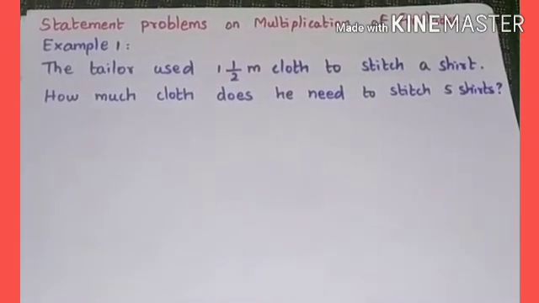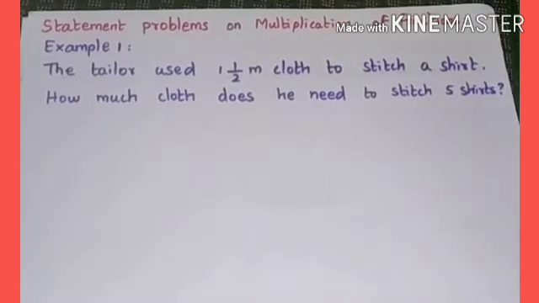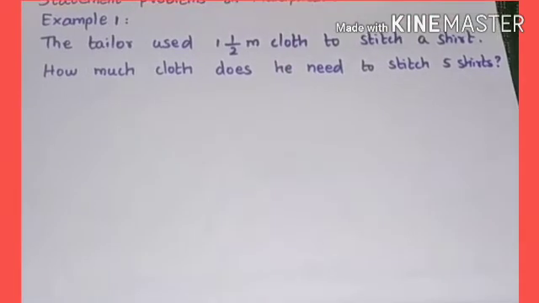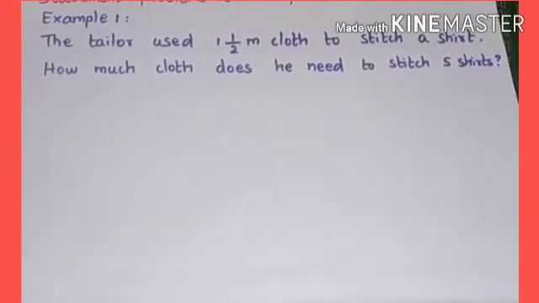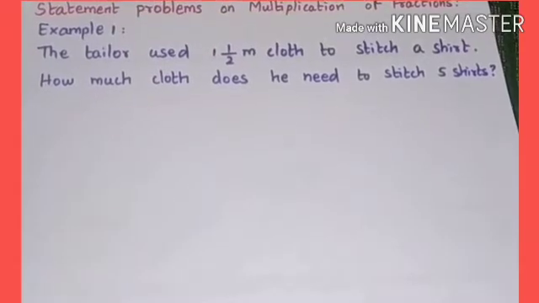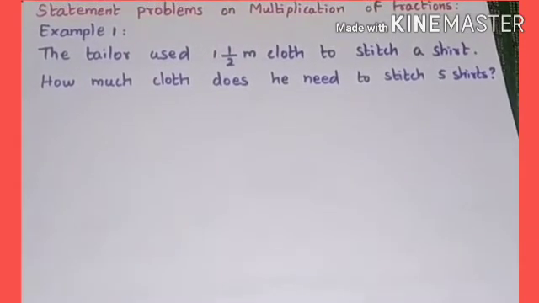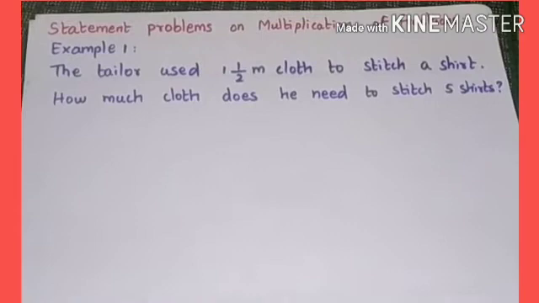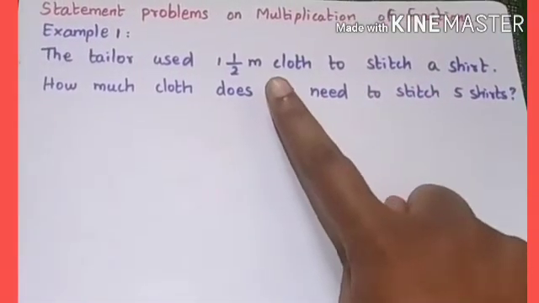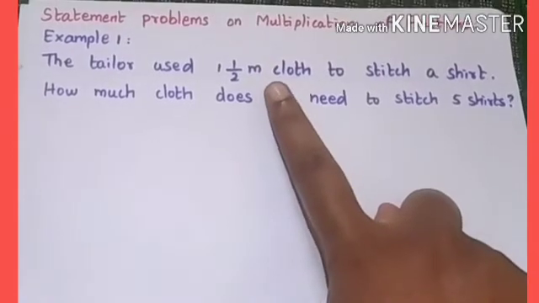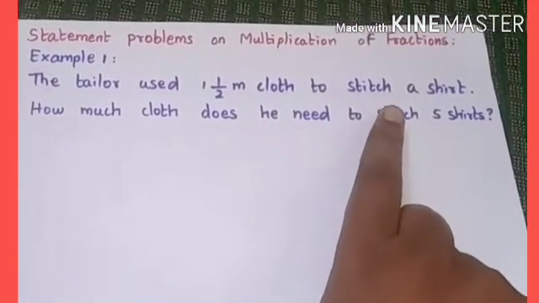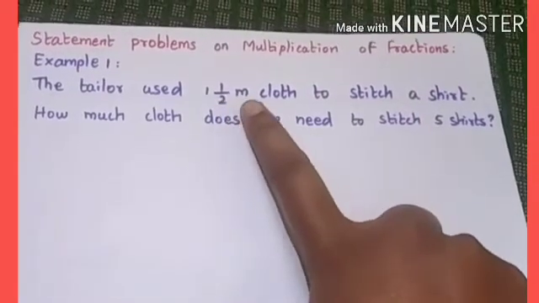Let's read one more time for better understanding. The tailor used 1 by 2 meter cloth to stitch a shirt. How much cloth does he need to stitch 5 shirts? How much cloth is used to stitch one shirt? Yes, he used 1 by 2 meter cloth to stitch a shirt.